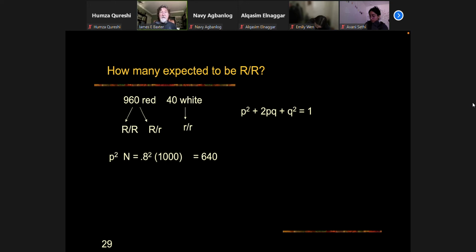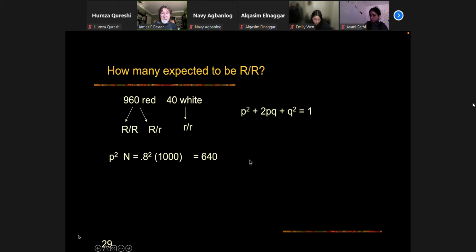We can figure out the heterozygotes in 2 different ways, and probably it behooves you to do it both ways just to catch any sort of mathematical errors that you may have made. One is that, to figure out big R, little r, how many individuals have that particular genotype, you take 960 minus your 640, because that's what's left over. But you could also still use this 2pq.